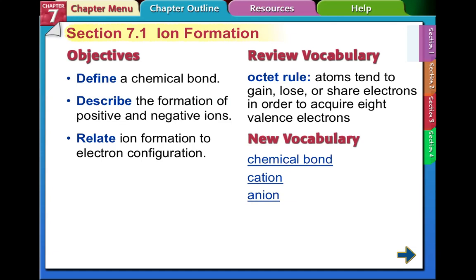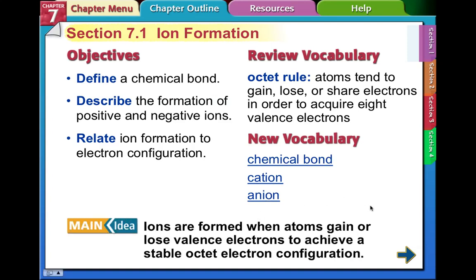New vocab, we have chemical bond, cation, and anion. And the main idea for this particular section: ions are formed when atoms gain or lose valence electrons to achieve a stable octet electron configuration.